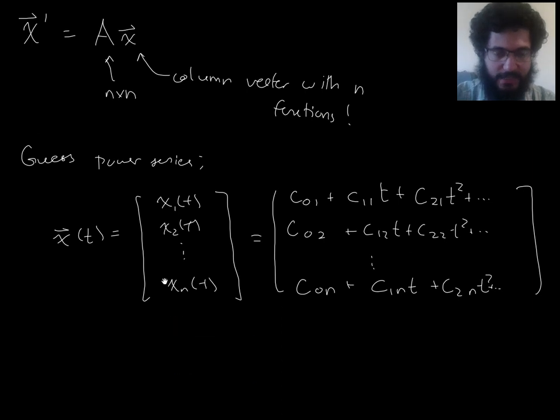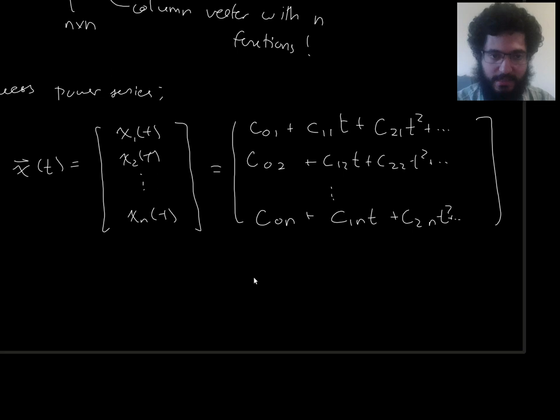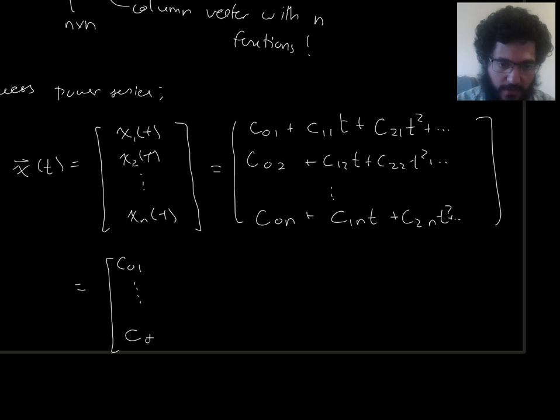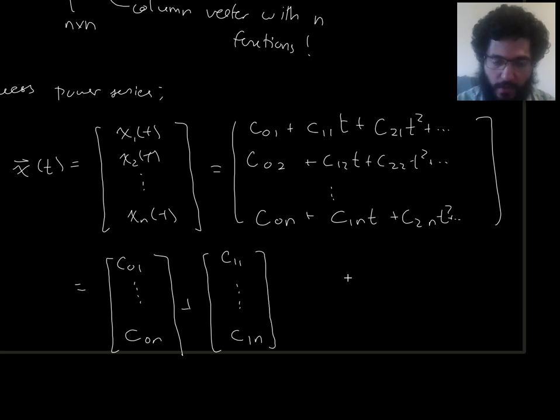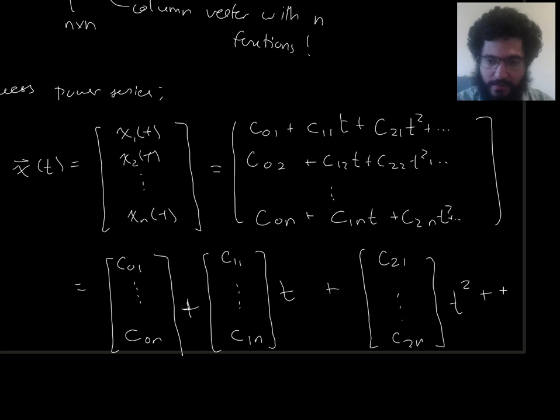Let me do this more step by step. So here's my guess, trying to write it out a little bit more efficiently. So I've got my C0 somethings, C01 up through C0n. And then here I've got my C1 somethings, C11 up through C1n, all times t, right? Okay, all times t. So this is like a vector times a scalar. And then my C2 something, C21 down to C2n, all times t squared, vector times a scalar, etc.